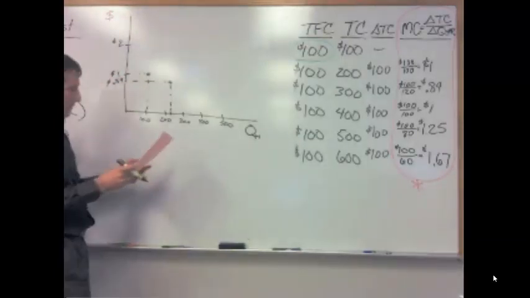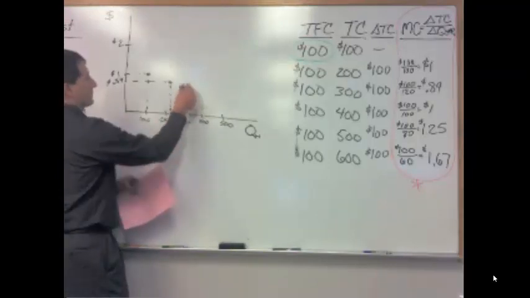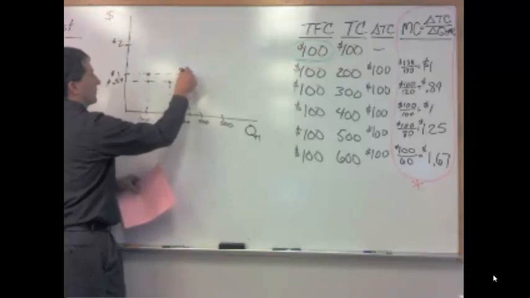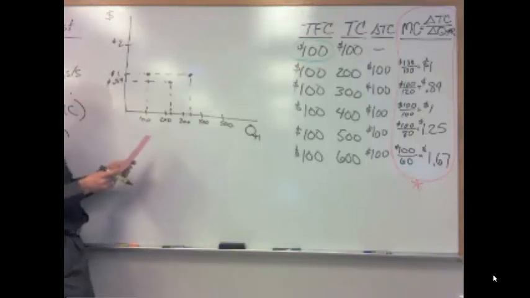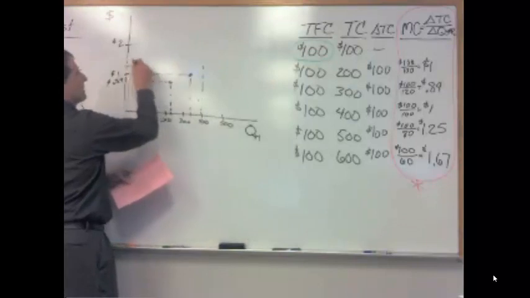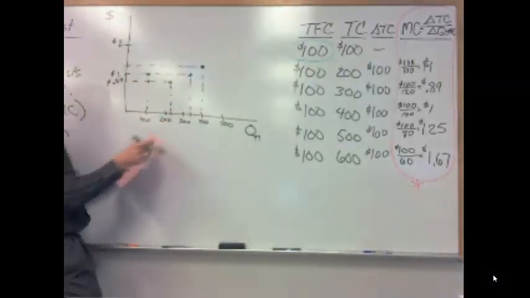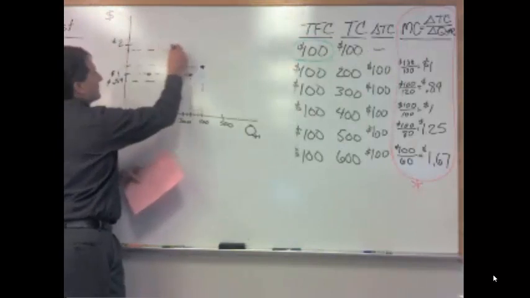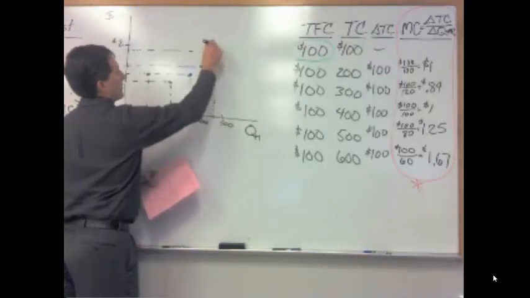At our next level, which was 320, we were back up to $1. Our next increment up was what, 400. At 400, we had a $1.25. And then we ramped up to 460, and we were at a $1.67. At 460.